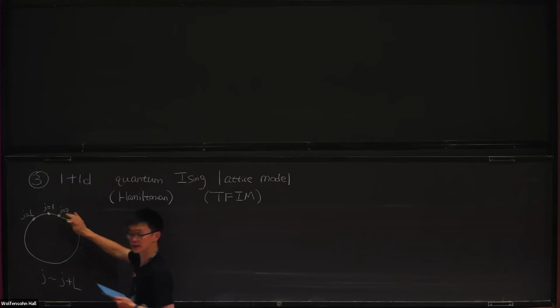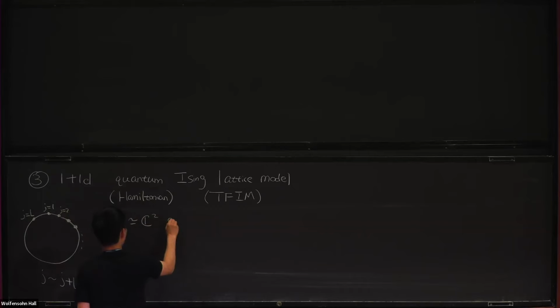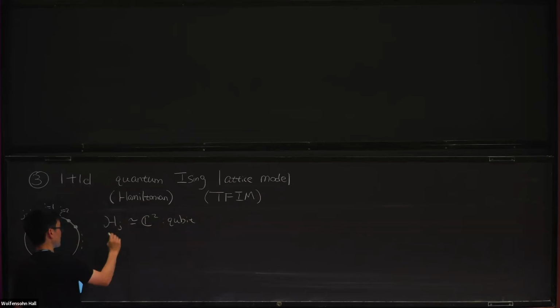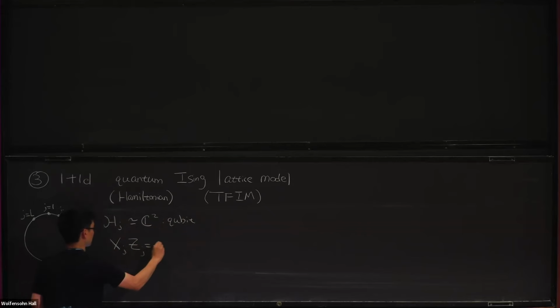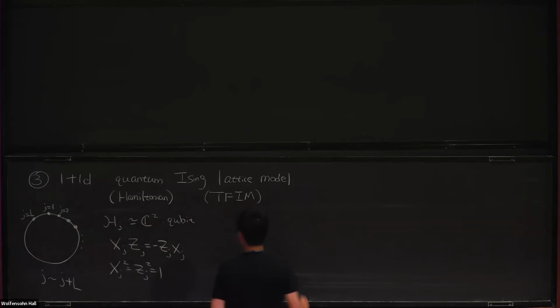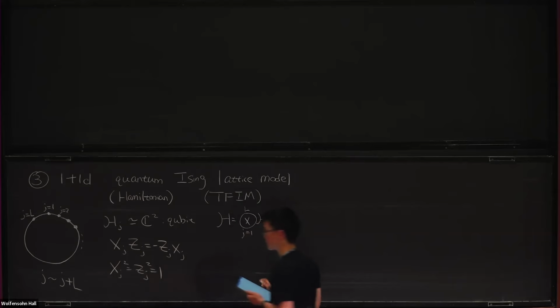Now on each site, there's a local Hilbert space, which is just a qubit. The local operators acting on the jth qubit are just the Pauli operators. We have the Pauli X_j, the Pauli Z_j, and they anti-commute with each other, and they square to 1. Simple enough. My total Hilbert space will be just a tensor product of all these local Hilbert spaces, which is of dimension 2 to the L.